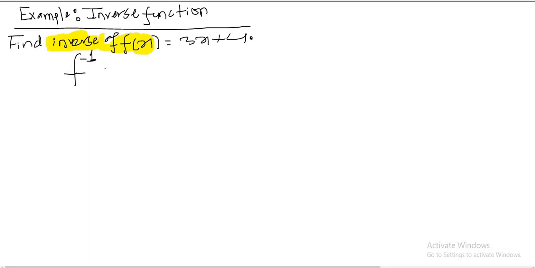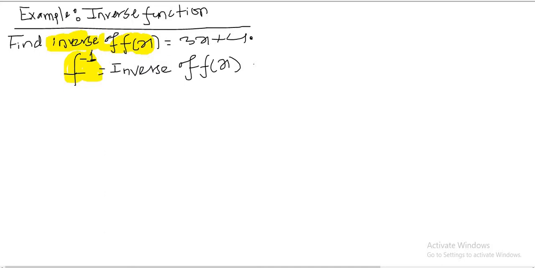And how is this read? This is read as the inverse of function f of x. So we are going to find the inverse of function f.